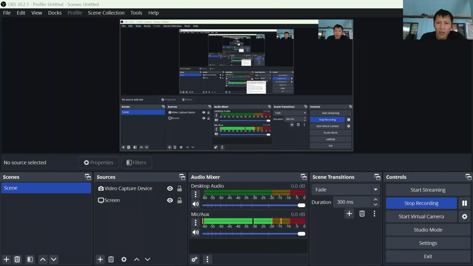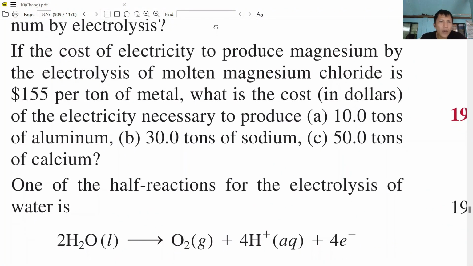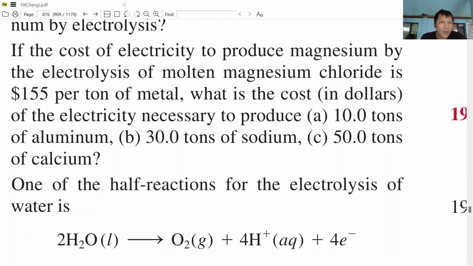Okay, good morning. Another problem. So we have this one. If the cost of electricity to produce magnesium by the electrolysis of molten magnesium chloride talks about the ionic form, usually a solution. In molten form, it is usually magnesium ions and chloride ions in a solution.